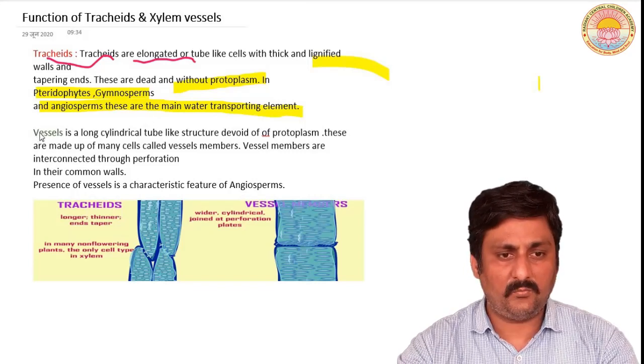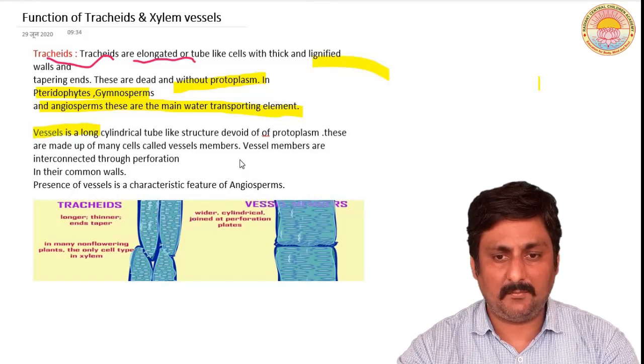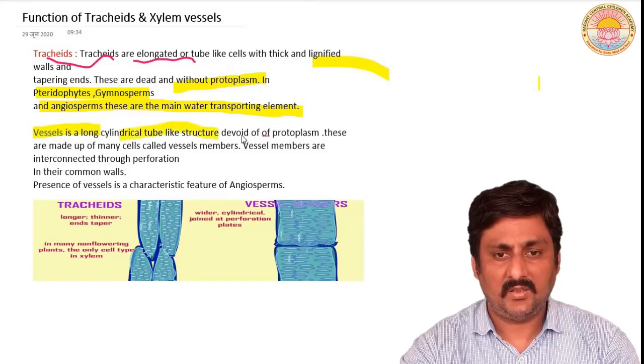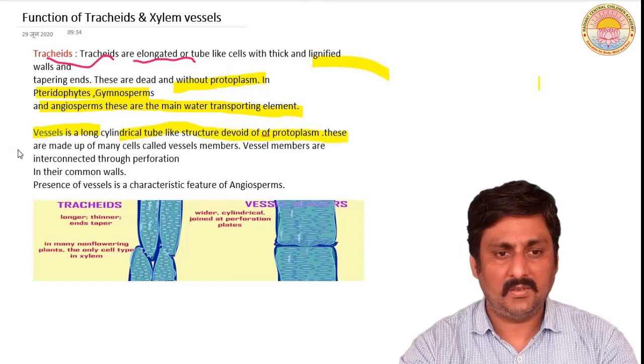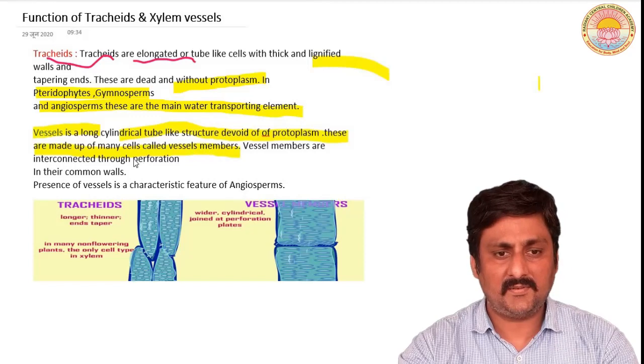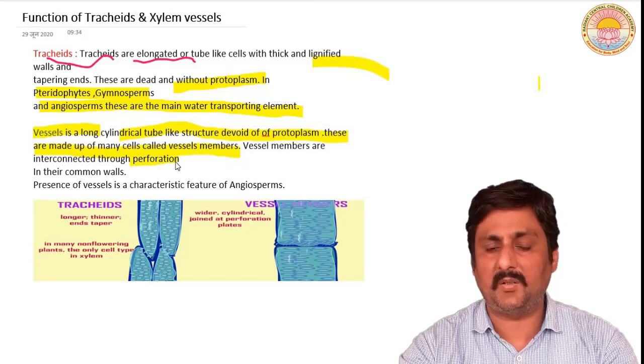Now let us talk about vessels. See in the diagram also, you can see in the below part. A vessel is a long cylindrical tube-like structure devoid of protoplasm. These are made up of many cells called vessel members. Vessel members are interconnected through perforation.